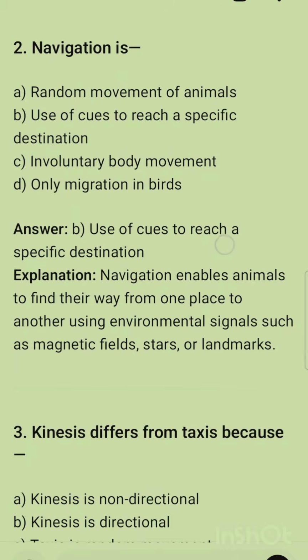Next question is navigation is. Options are on your screen, and the correct option is option B, that is use of cues to reach a specific destination. As we know, navigation enables animals to find their way from one place to another using environmental signals such as magnetic fields, stars, and landmarks.